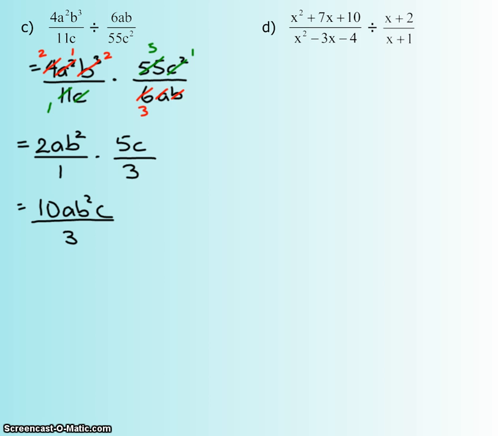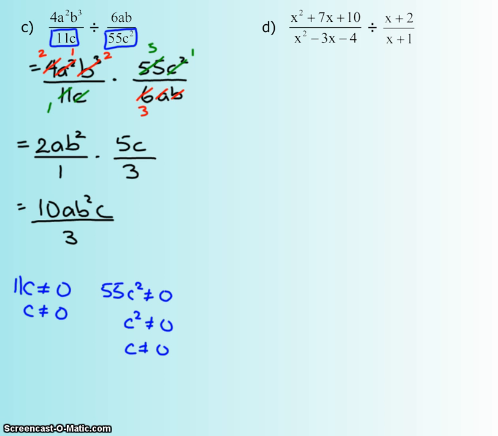Now let's talk about the restrictions a little bit. Here's a denominator right here that we can find a restriction for. So 11c cannot equal 0. When I divide both sides by 11, I get c as not being allowed to be 0. Here's another denominator that we should find a restriction for. So 55c squared can't equal 0. Divide out the 55, and I get c squared can't equal 0. And then square root both sides, and you get the exact same restriction as before.